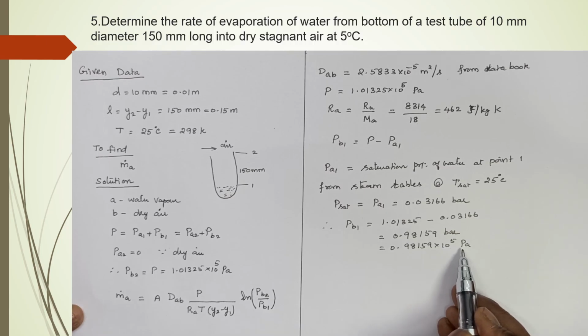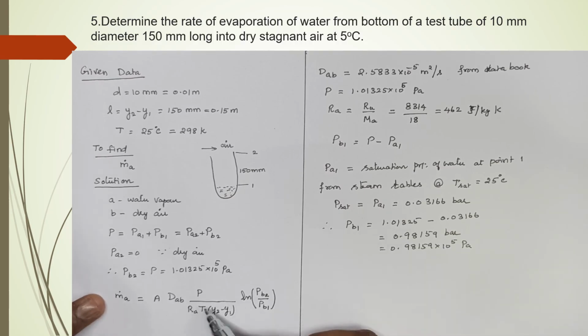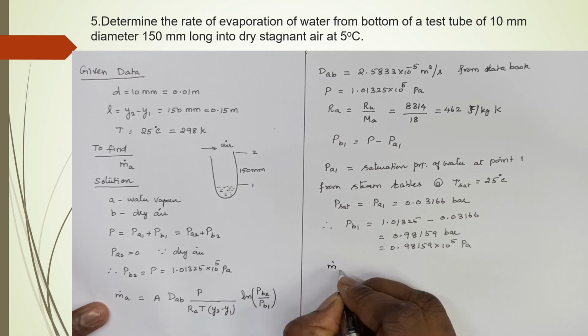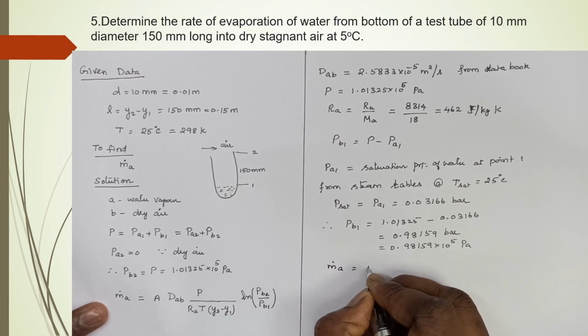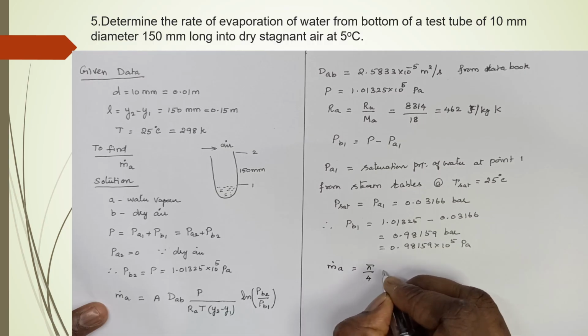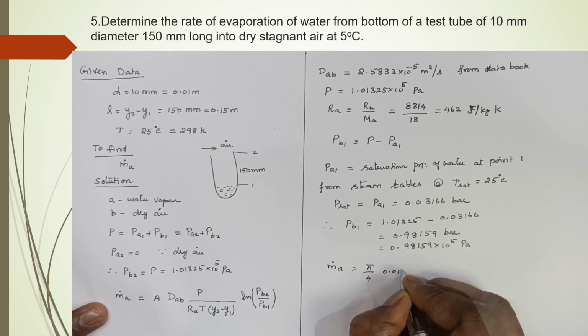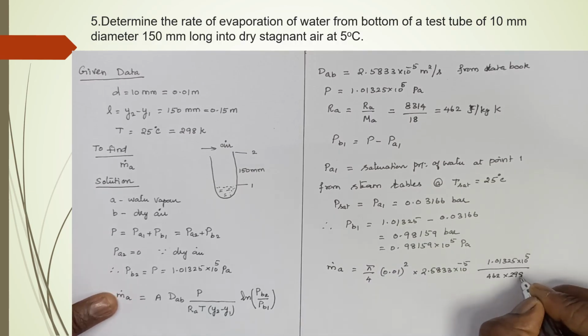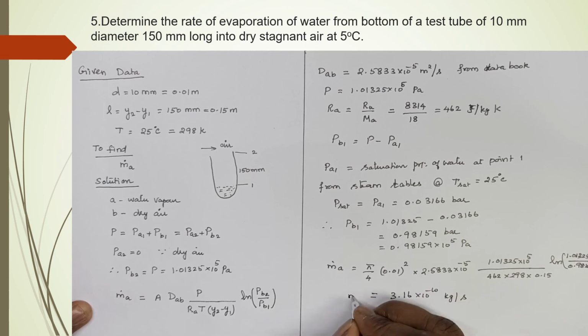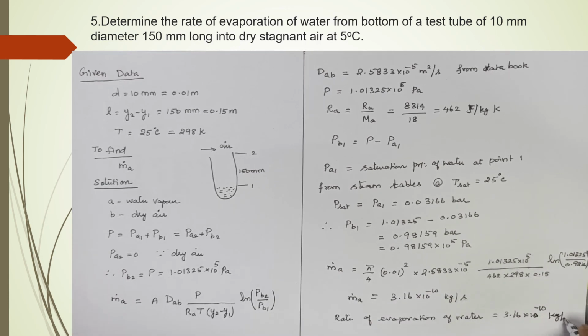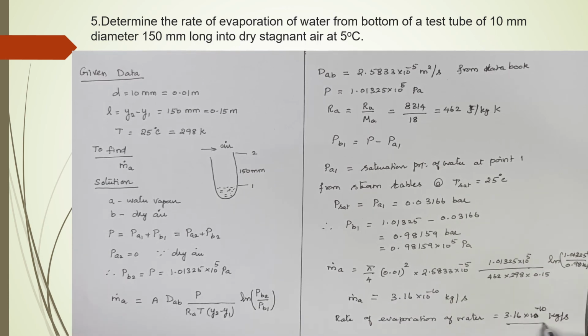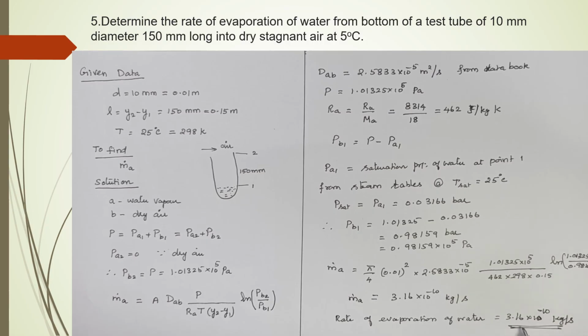Now you substitute all the values here and find the mass flow rate. The area is pi by 4 d squared, with d equal to 0.01 squared. So the rate of evaporation of water vapor is 3.16 into 10 power minus 10 kg per second.